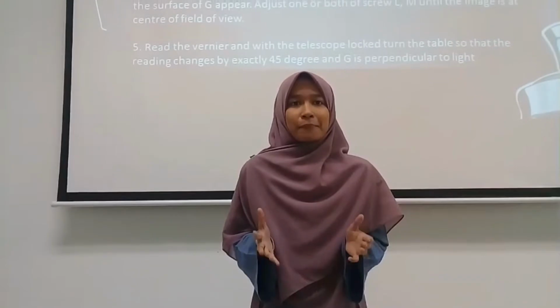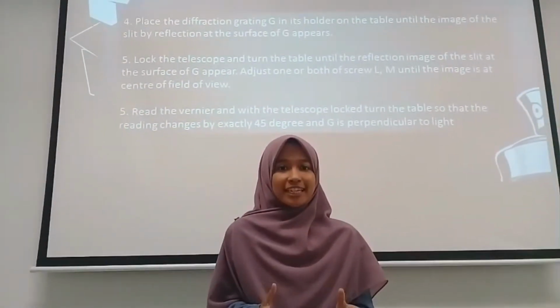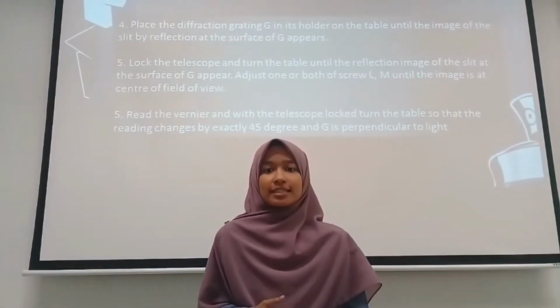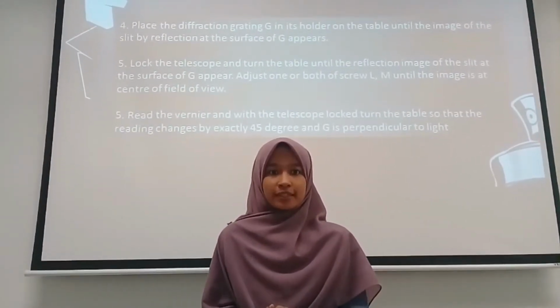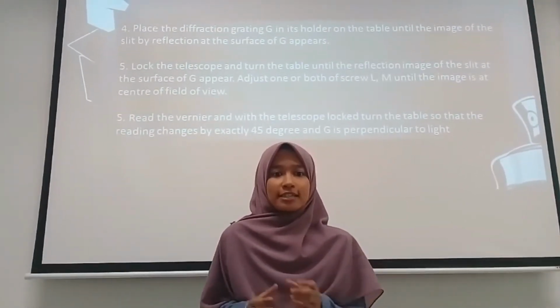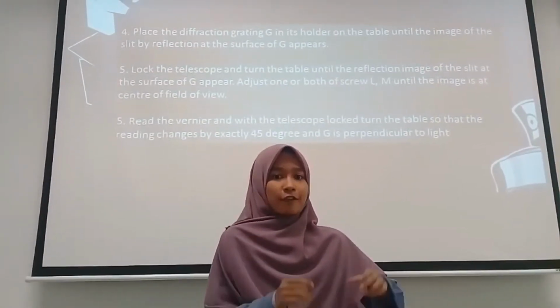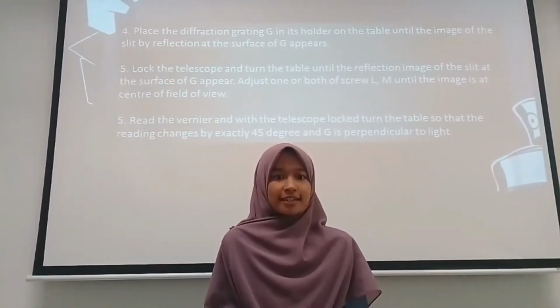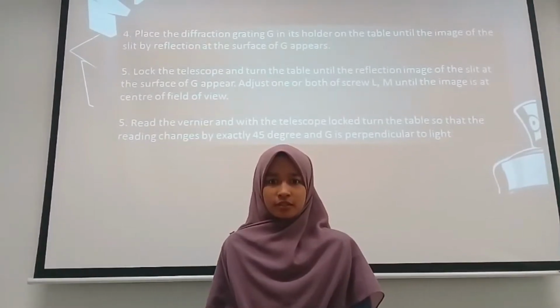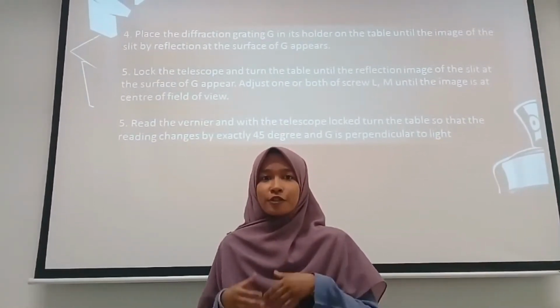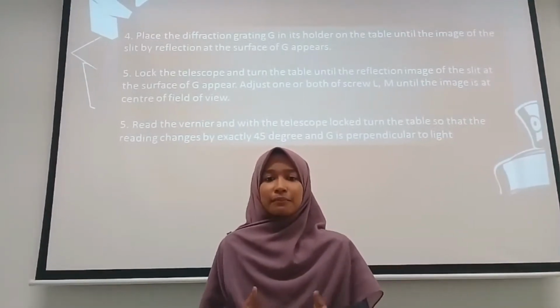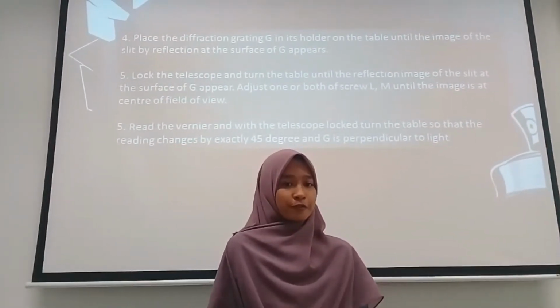Number 4. Place the diffraction grating G in its holder on the table until the image of the slit by reflection at the surface of G appears. Number 5. Lock the telescope and turn the table until the reflection image of the slit at the surface of G appears.